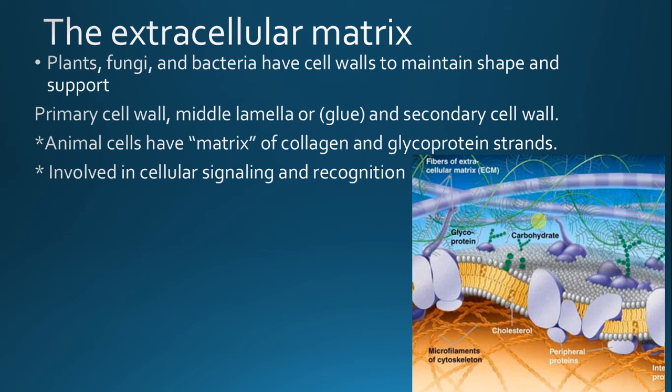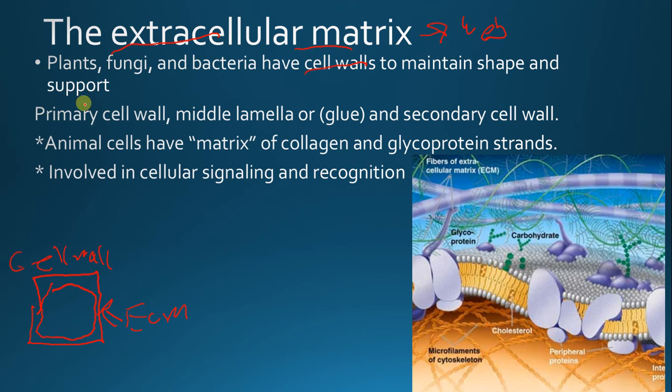Lastly, all around our cell, there's something called the extracellular matrix, and it's kind of like a gooey web surrounding the cell. So plants, fungi, and bacteria have cell walls to maintain their shape and support. So they have kind of like a hard wall, and then they have the plasma membrane inside. And this is an ECM of sorts, a cell wall. But animal cells don't have those.